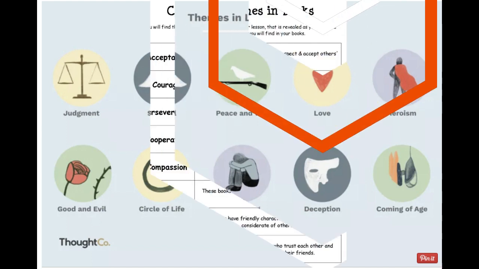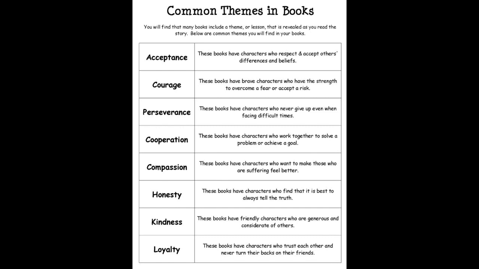Okay, so here I have some more common themes that you'll see in books, and with this, it has more of a definition. So we have acceptance, courage, perseverance, cooperation, compassion, honesty, kindness, and loyalty. Each of these is a very common theme that you'll see in the majority of books that you're going to read.